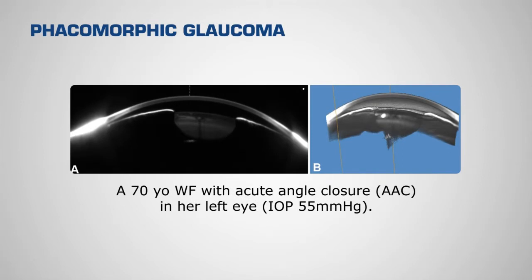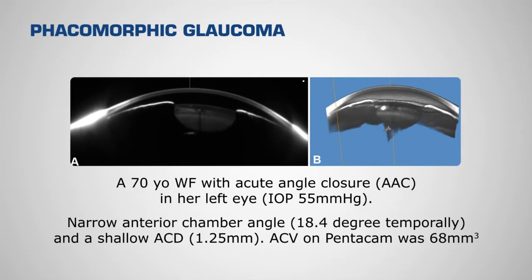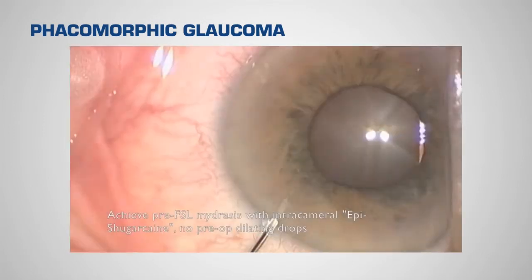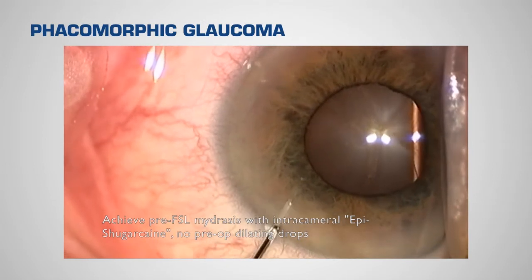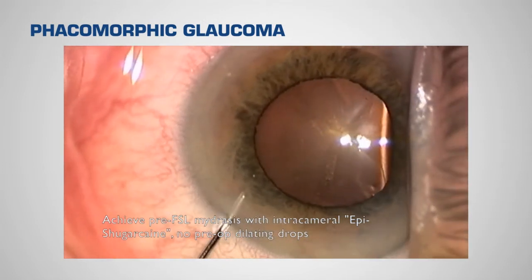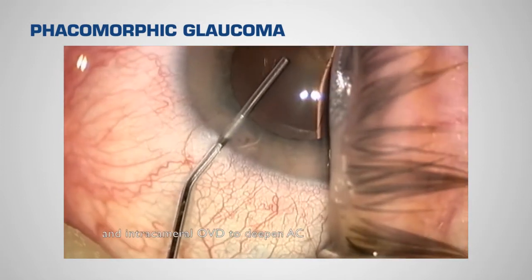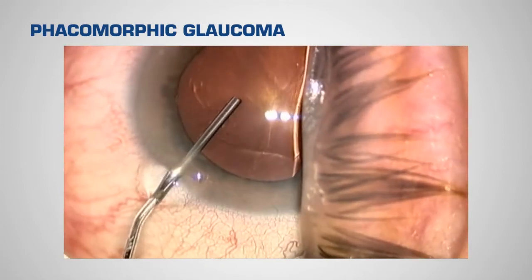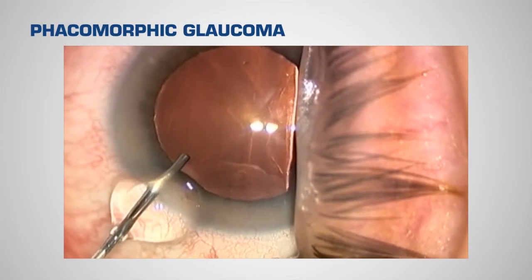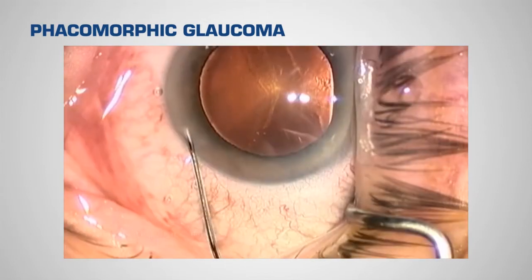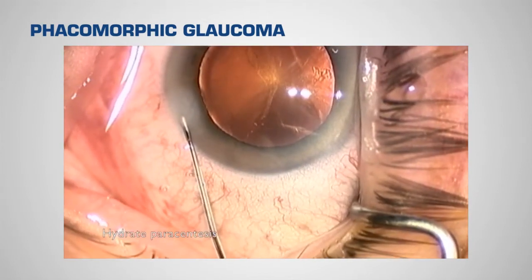This was a 70-year-old female with repeated episodes of acute angle closure due to a phacomorphic element. No preoperative dilating drops were used, and intracameral epinephrine was used to achieve preoperative mydriasis, followed by viscoelastic to deepen the anterior chamber prior to the femtosecond procedure. A complete OVD fill was ensured throughout the anterior chamber and the capsulotomy depth and energy were increased.